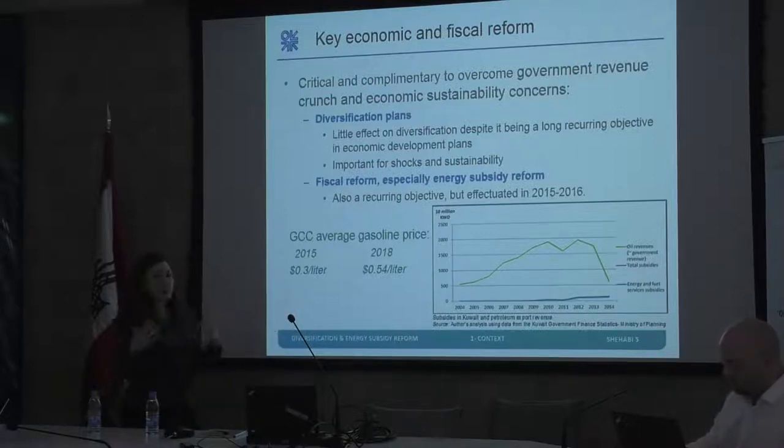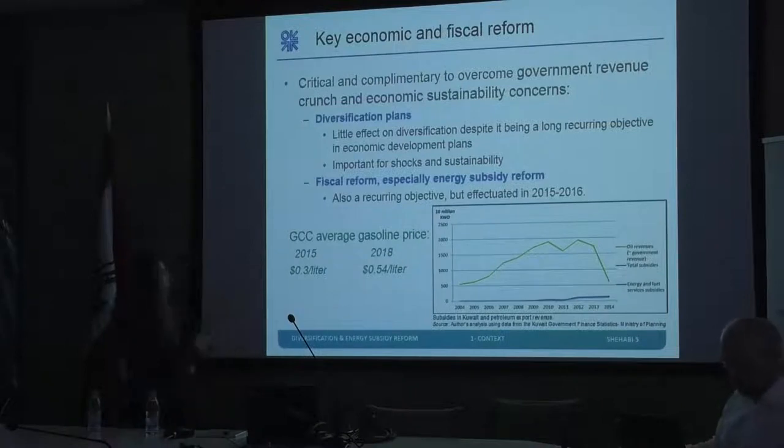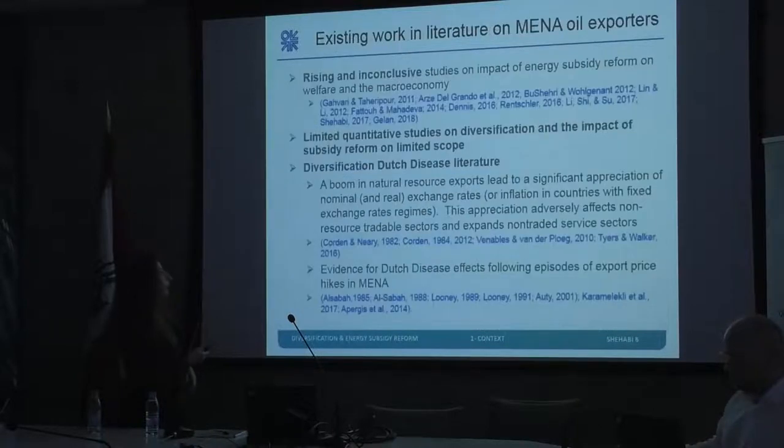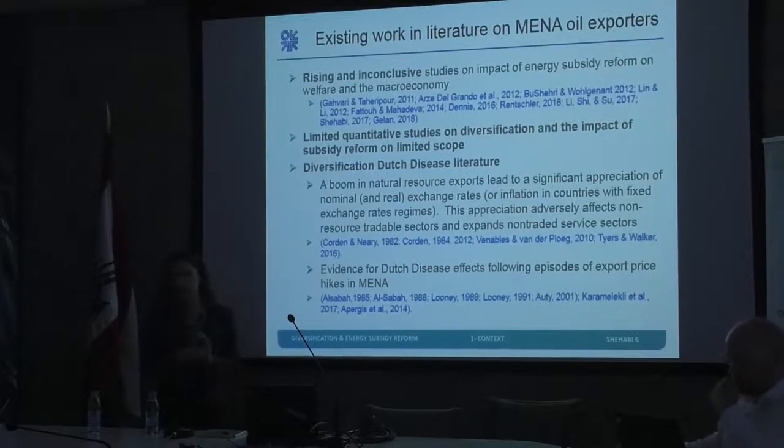My interest is really the links between subsidy reform and diversification. To what extent are they linked? Does one help the other? Really mostly because fiscal reform has happened. What's the effect of fiscal reform on diversification? There's been little work done on this front, actually. There's been rising work and studies on the impact of energy subsidy reform on welfare and the macroeconomy, but the results have been inconclusive.